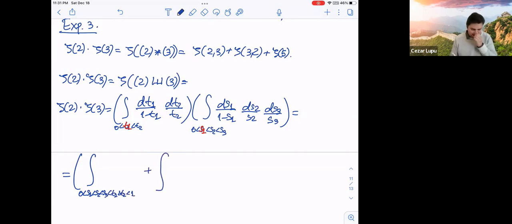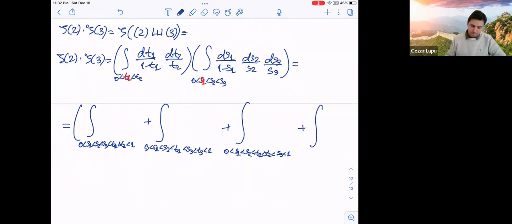Plus the second integral will be s1 less than s2 less than t1 less than s3 less than t3 less than 1. Plus the third integral will be, again, let's skip s1 and s2, t1 less than t2 less than s3. Plus the fourth integral will be s1 less than t1 less than s2, less than t2, less than s3.